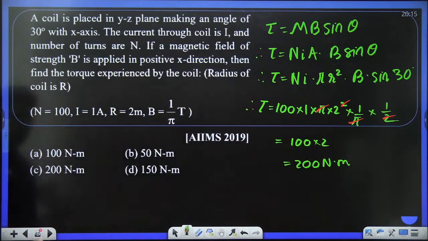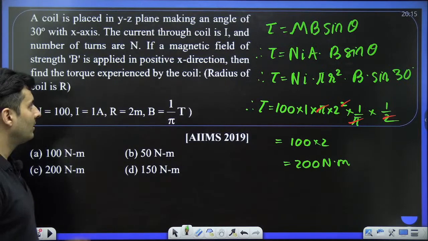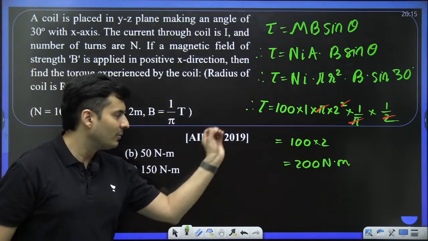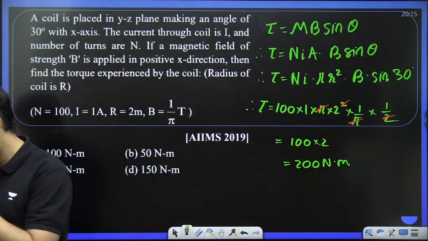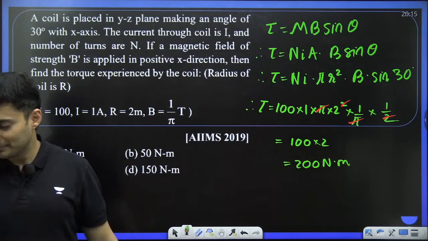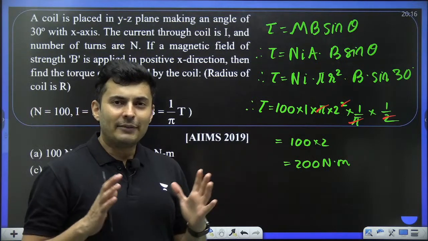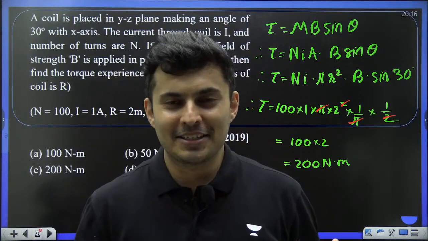200 Newton meter is option C. Yes, that's the correct answer. Such a nice, simple, easy straightforward question asked in AIIMS. Can you believe that? Okay. Loving these questions, enjoying these questions.